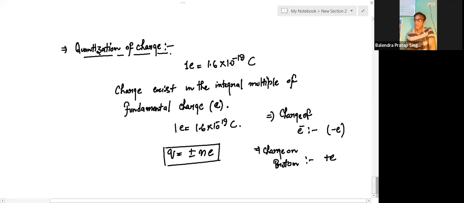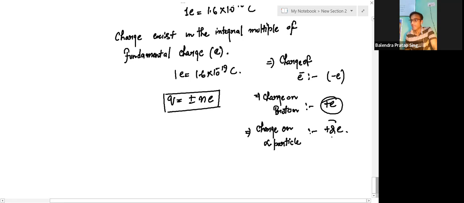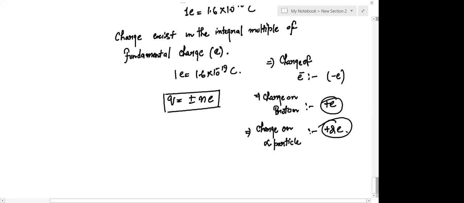One more important particle: all of you must remember the charge on an alpha particle. It has a charge of +2e, twice the charge of a proton. The proton has +e charge and the alpha particle has +2e charge, that is 2 × 1.6 × 10^-19 C. So this is all about quantization of charge. Is it clear? Quantization of charge, is it clear? All of you, is it clear now?